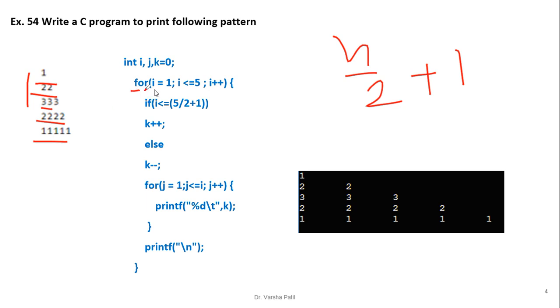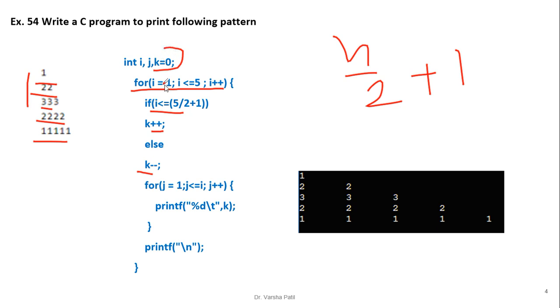Now see, i equal to 1, i is less than or equal to 5, i plus plus. If i is less than or equal to 3, that is 5 divided by 2 is 2, plus 1 is 3, we are going for k plus plus, otherwise we are going for k minus minus. Now see here, I have initialized k equal to 0.